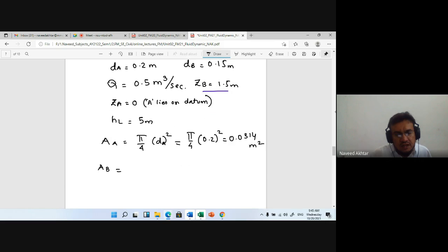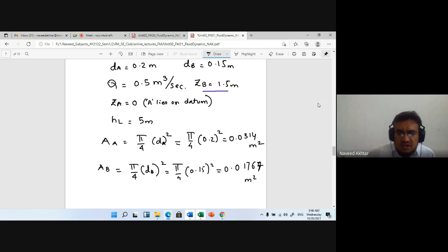Okay. Similarly, you have to find out area at B. Area at B, I will write down pi by 4 into the diameter at B squared, pi by 4 into 0.15 square. Calculating, 0.15 square into pi divided by 4, it is coming 0.0176, or 0.01767 meter square, or 0.0177 you can write.